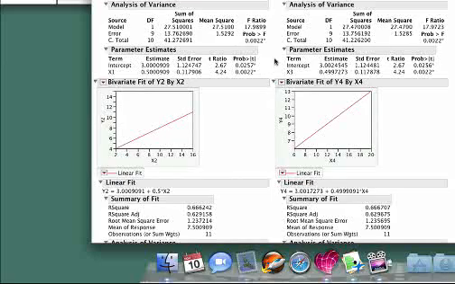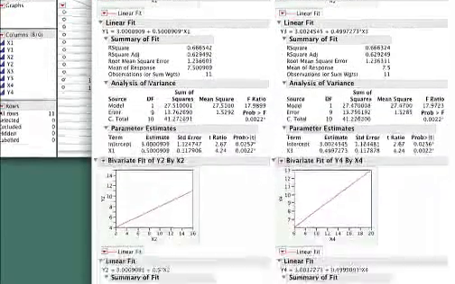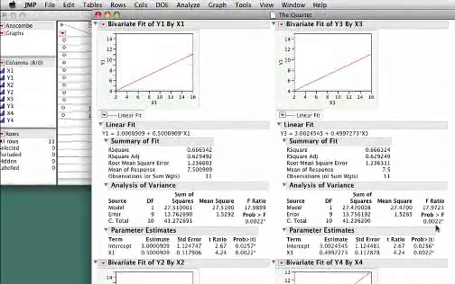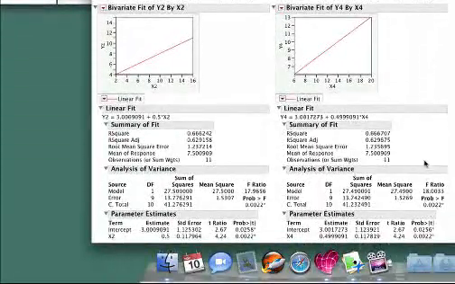If we look at the F probability, the goodness of fit statistic, we see F equals 0.002. Scroll down, F equals 0.002. Here, F equals 0.002, and down here, F equals 0.002.